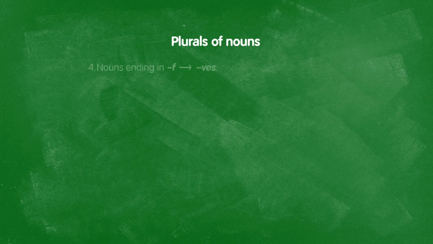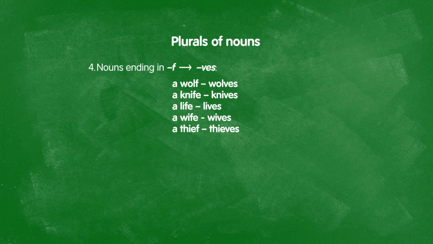Now, for nouns ending in F, we change the ending to VES. For example, a wolf becomes wolves. A knife becomes knives. A life, lives. A wife, wives. And a thief, thieves.